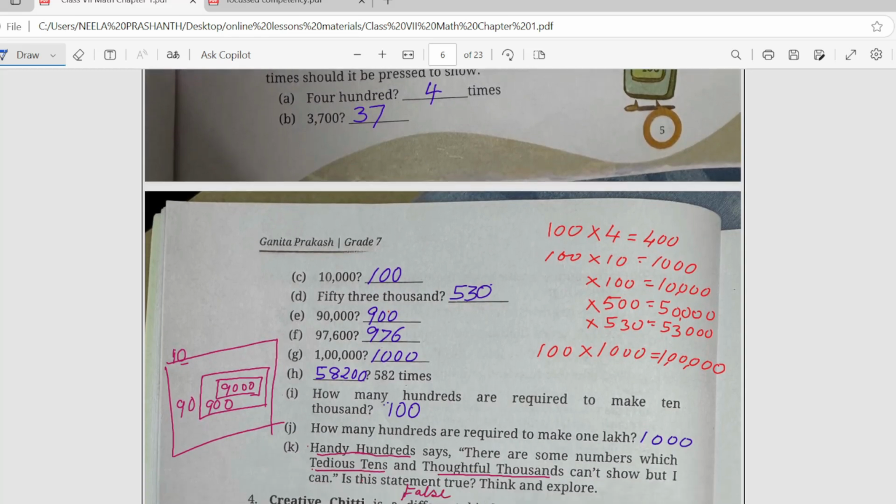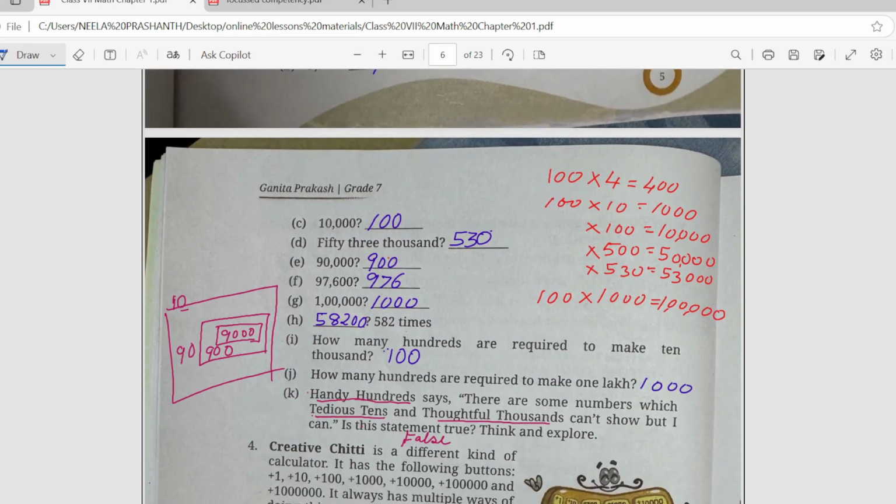Move on to the next question. 100 clicks will give you 10,000. For 53,000, you need to click the button 530 times. 900 clicks for 90,000. 976 clicks for 97,600. 1000 clicks for getting 1 lakh.